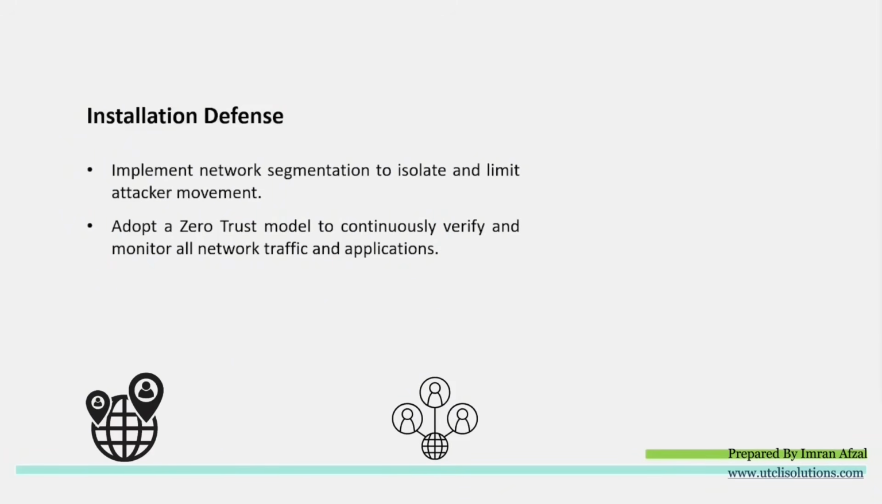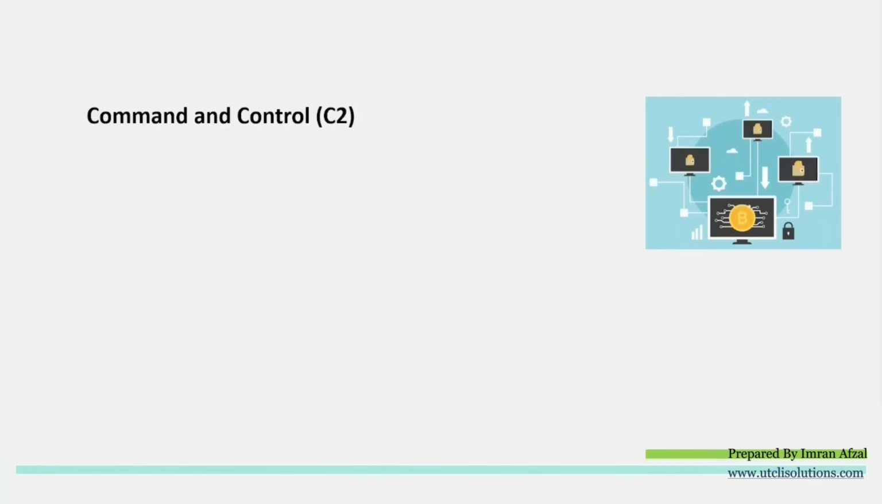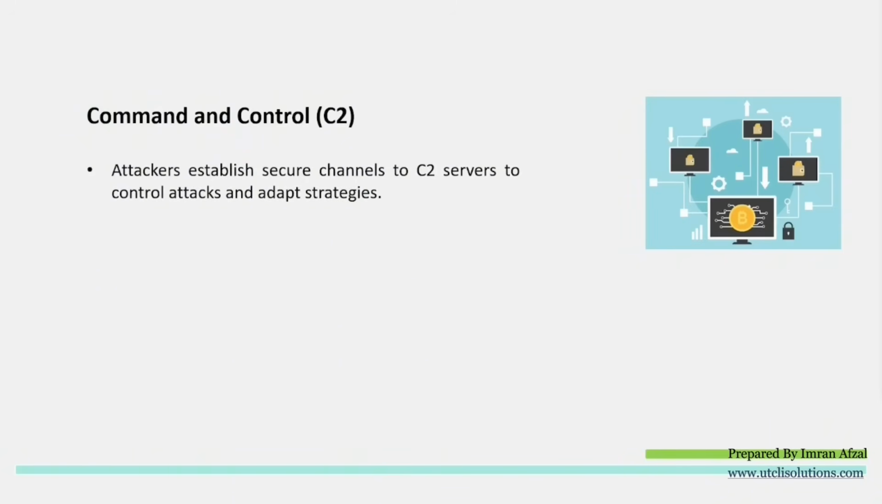This model also provides control over what applications are allowed to operate on the network, ensuring that only trusted apps have access. Command and control. Attackers set up secure communication channels back to their command and control server on the internet. This allows them to change their attack plans and methods as they find more targets within the victim's network. It also helps them avoid any new security measures that the organization might put in place if the attack is discovered.